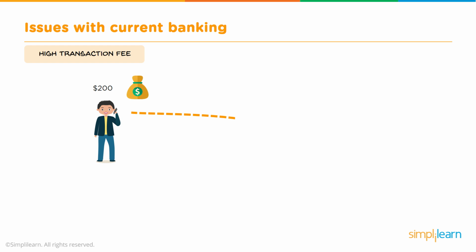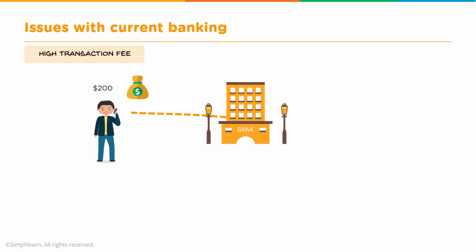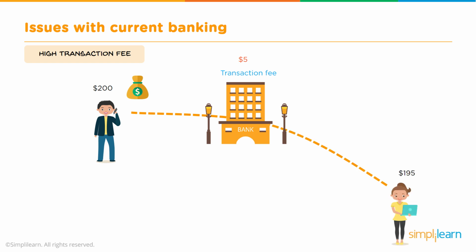Now, what are the current set of issues in today's banking system? In order to do any transaction on a banking channel today, it costs very high transaction fees. Suppose you want to transfer money from your account to someone else's account through a banking channel. The bank might charge a fee of up to $5 for a $200 transaction, and the receiver will end up receiving $195, which in percentage terms is a very high transaction fee.